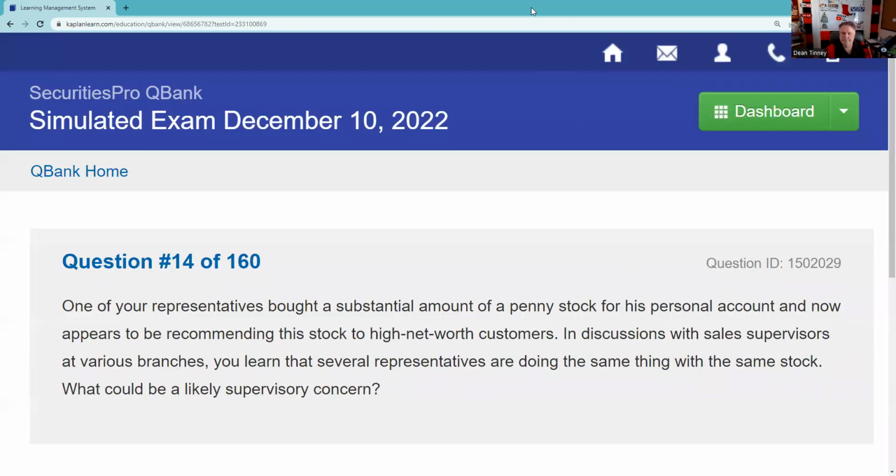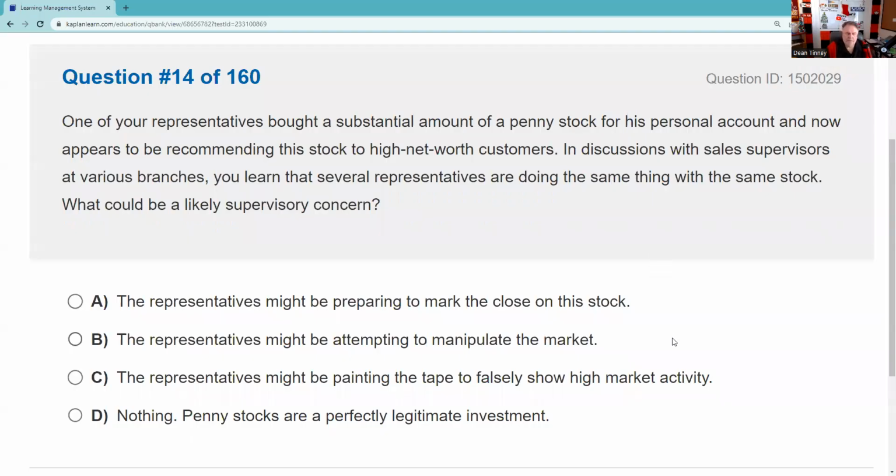Question 14. One of your representatives bought a substantial amount of a penny stock for his personal account and now appears to be recommending the stock to high net worth customers. Well, it doesn't take many trades to pump a penny stock, right? It sounds like a classic pump and dump, perhaps. In discussion with sales supervisors of various branches, you learn that several representatives are doing the same thing on the same stock. It sounds like the pump is going on. What could be a likely supervisory concern?